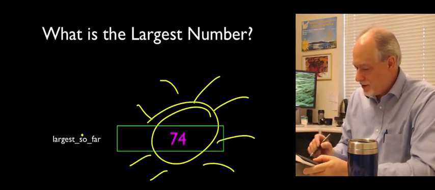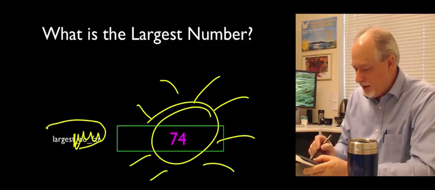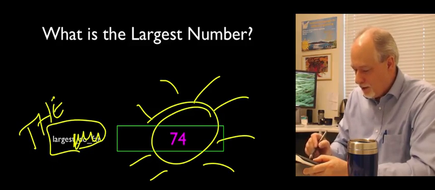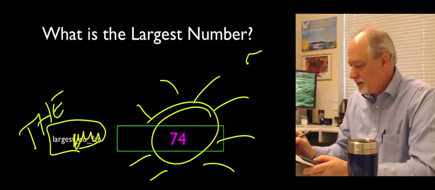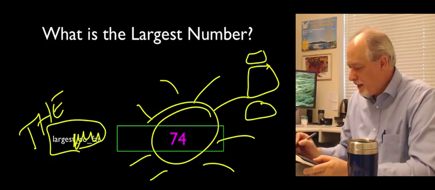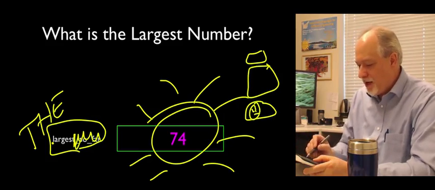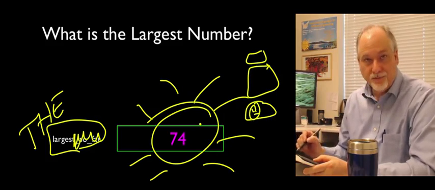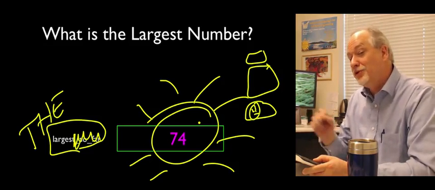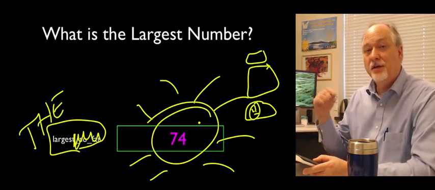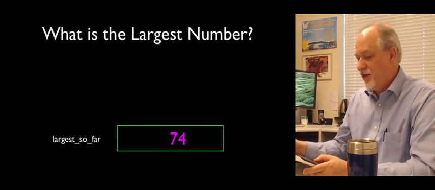That is the largest. It's not even the largest so far anymore. It's actually the largest. So again, we had this thing at the top, we had this loop in the middle, and at the bottom is where you get the payoff. And the payoff is not in the middle. While we were looking, we had largest so far, but at the end, it turned out, once you've looked at all the values, the largest so far is indeed the largest.